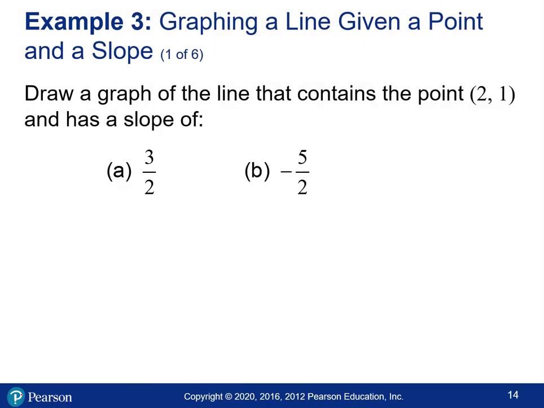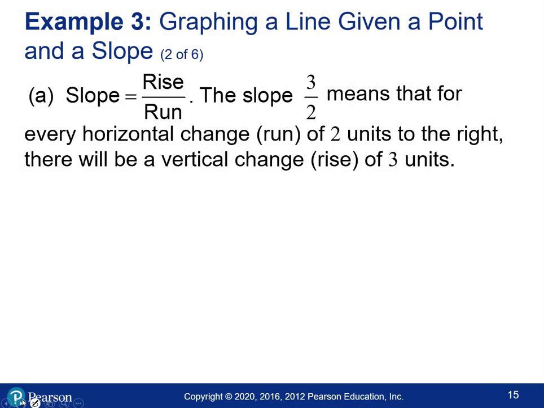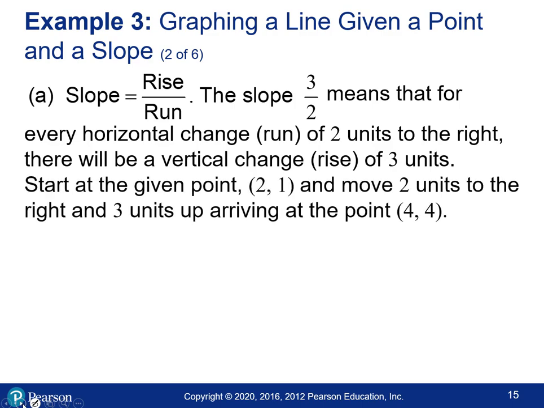Okay, so next example, we're going to draw a graph of the line that contains this point, 2, 1. So this is our x and our y. And then the given slopes. Okay, so this time we have 1 point and we have to use a slope to get to the next point on the line. So remembering that slope is rise over run, it tells us how much to rise and how much to run to get to the next point on our line. So we can draw the line through it.